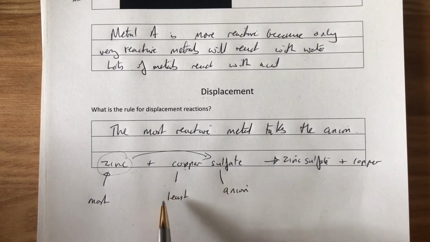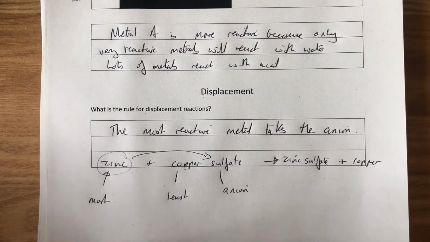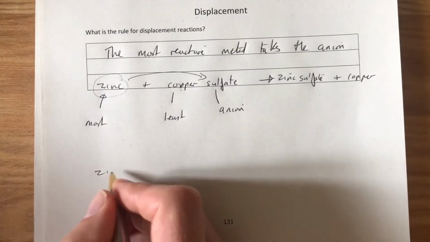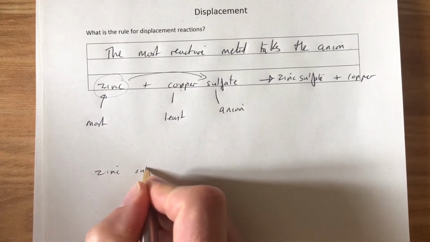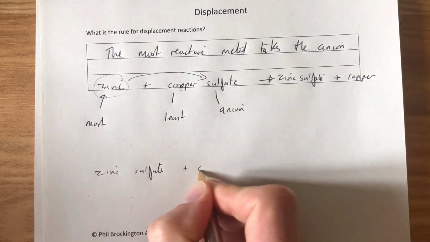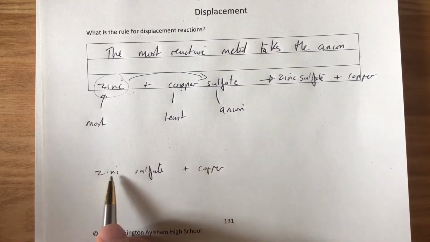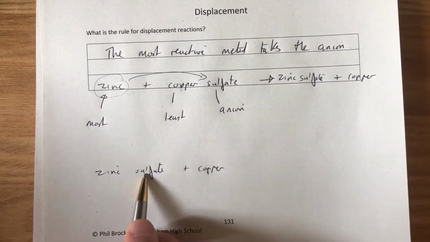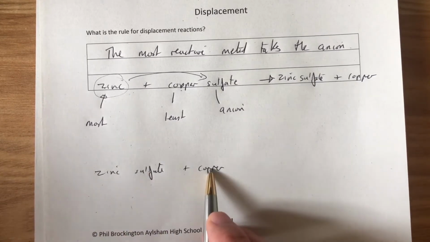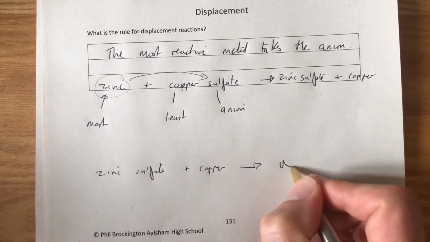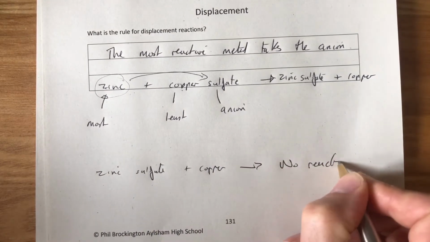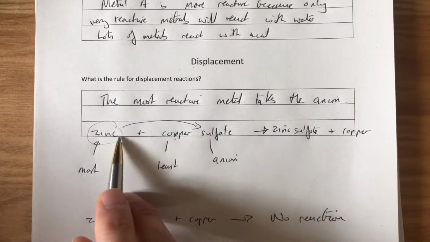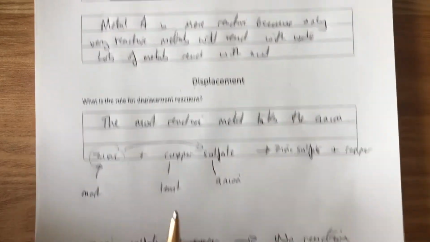If we were adding it the other way around, say zinc sulfate and copper, well, the most reactive metal this time is still zinc. The most reactive metal already has the sulfate, and copper is the least reactive metal, so that would be no reaction. You could add those two together and you would see nothing. If you add the other two together, you see a reaction. We'll look at that more on the next page.